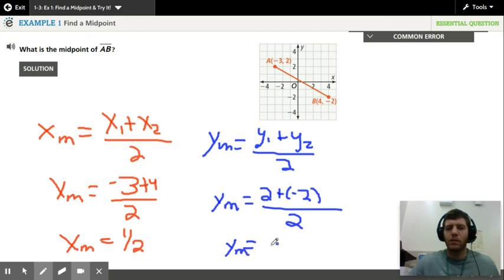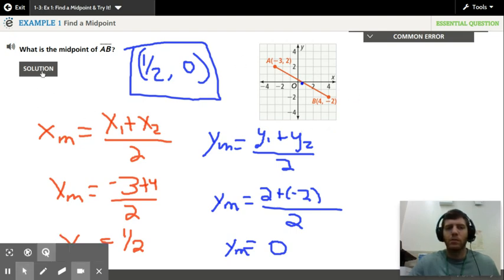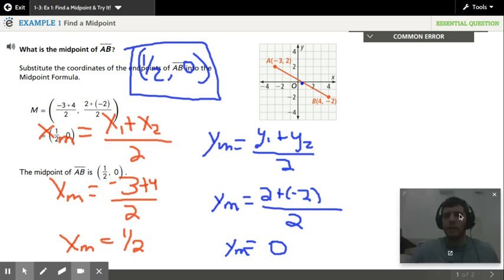So the key here then is to remember that our midpoint is a point, so it has coordinates. So we have to make sure we don't just put this answer, we have to write it as a coordinate in our graph here. So 1/2 comma 0. And that looks like it's about right. If you look at the graph, 1/2 comma 0 looks about halfway between. We can also click solution to make sure we did it right. And we do. We have 1/2 comma 0 as our midpoint. Right, you guys can now do the try it.